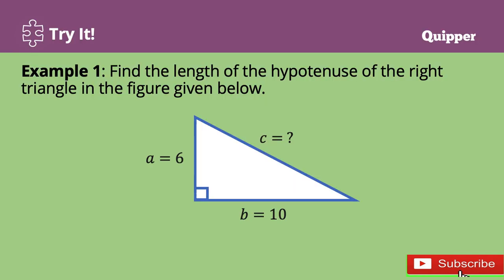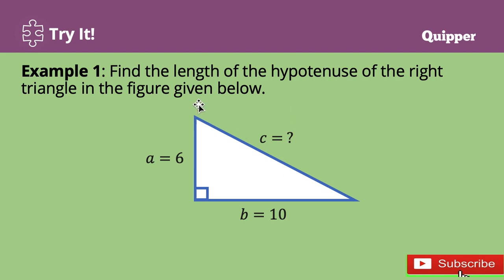Okay, now let's try some examples about Pythagorean theorem and distance formula. Number 1, find the length of the hypotenuse of the right triangle in the given figure below. So the value for A, or the measurement for A, is 6 and for B is 10. And we are to find the hypotenuse of this right triangle.